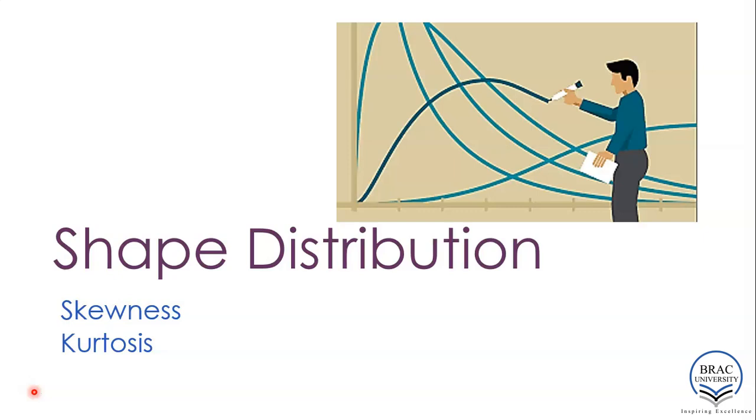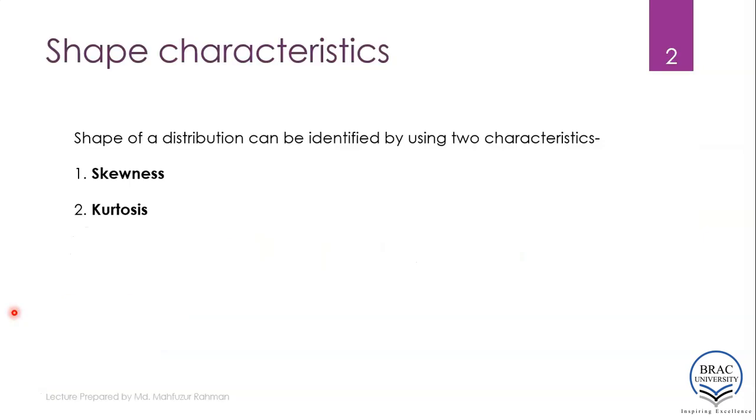Hi everyone. In the previous lesson, we learned more about the spread of data. Now we are going to learn about the shape of the distribution of data sets. So we are going to talk about symmetric distributions and skewed distributions. The shape of a distribution can be identified using two characteristics. One is skewness and the other is kurtosis.